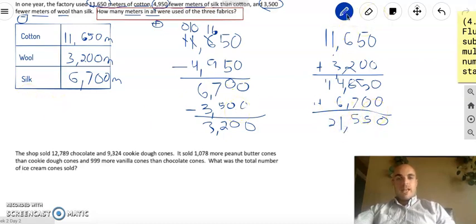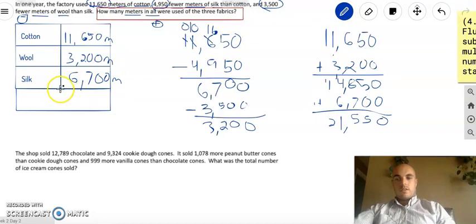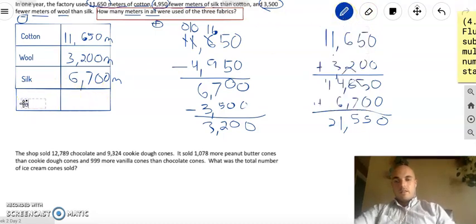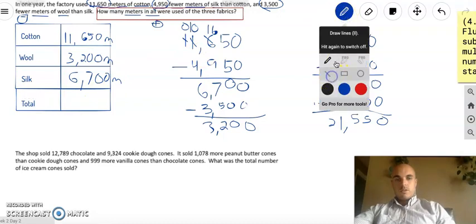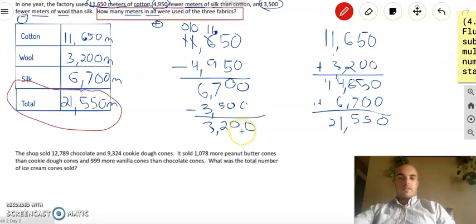So I'm actually going to add a spot here, like so. And I'm actually going to label this as my total. This is 21,550 meters. That's the total for all of them. And I'll even circle that in red so that if I were looking back at this or my teacher's looking at this, I know what my answer is. It's that simple.